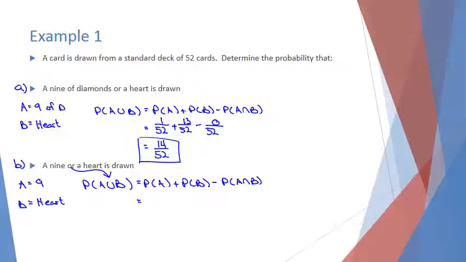So A is pulling a 9. How many 9s in a deck of cards? Hopefully you remember there's 4 9s, so it'd be 4 out of 52. B is pulling a heart. Well, that won't change. There's still 13 hearts, so that's 13 out of 52.